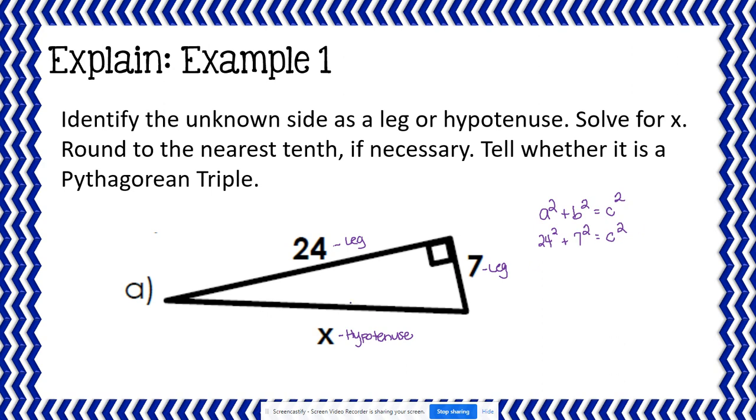Well, then I just need to solve those. So 24 to the second power means 24 times 24, which is 576. 7 to the second power means 7 times 7, which is 49.